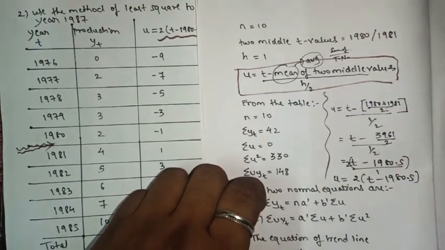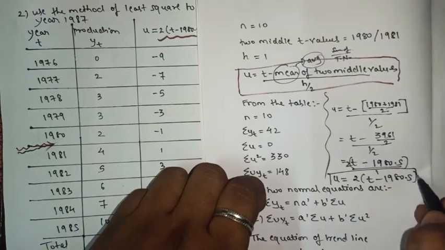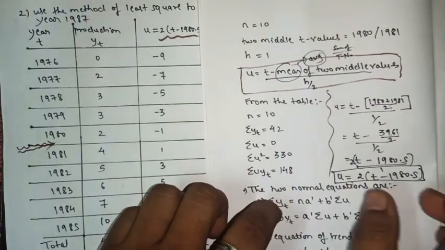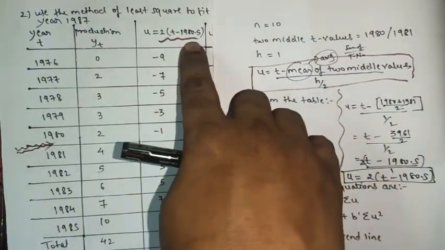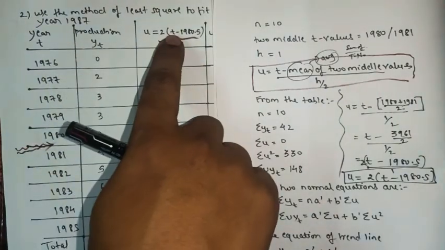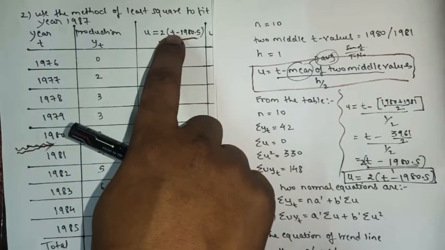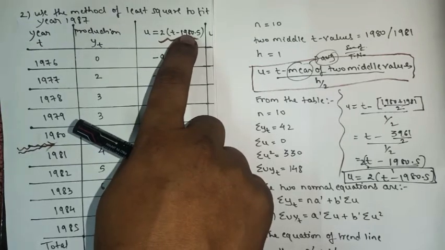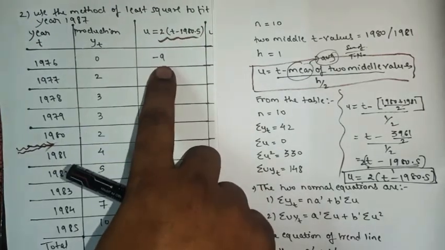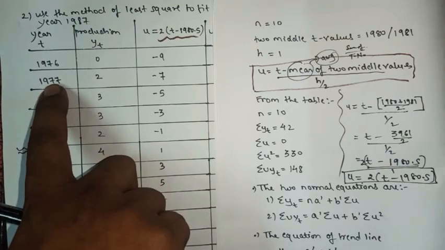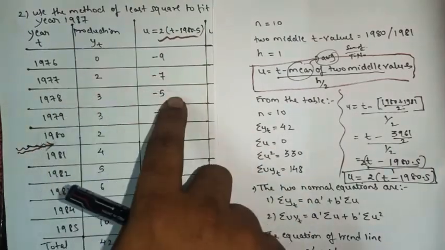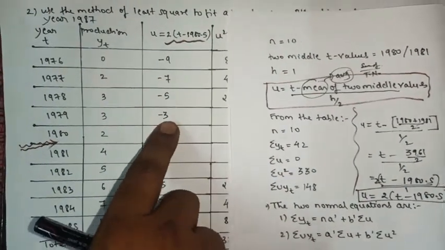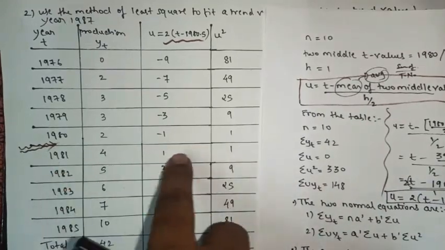So when you solve, you will get the value of u. This section you will write here. Simply take the value of t, substitute it, like 1976: you write 1976 minus 1980.5, and then multiply by 2, you will get minus 9. Same for 1977, you will get minus 7, then minus 5, minus 3, minus 1, and so on.